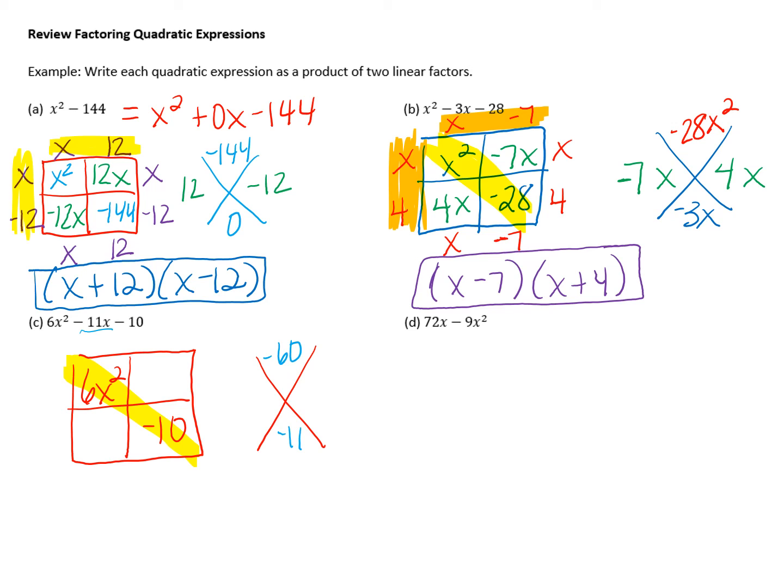But I need a negative 11. So I'm comfortable with a 15 and 4. But I need to multiply to get a negative 60 and add to give me negative 11. So that would be a negative 15. When I go back and write these in, again, I have to include my x.